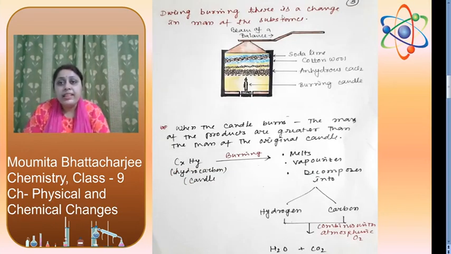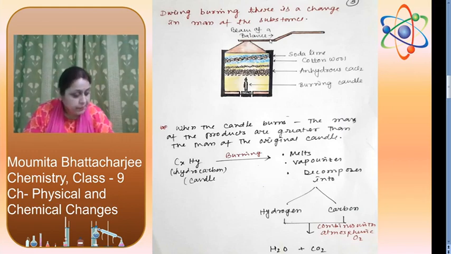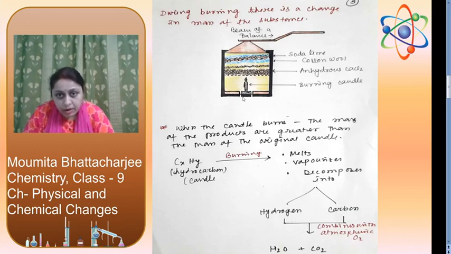Now, during burning, there is a change in mass of the substance. By this experiment, we can prove that during burning, there is a change in mass of the substance. Here a candle is placed on a cork as shown here. Next, I have taken soda lime to absorb carbon dioxide, and anhydrous CaCl2, anhydrous calcium chloride, which is a dehydrating agent, to absorb water vapor, and these are taken on a wire gauze.